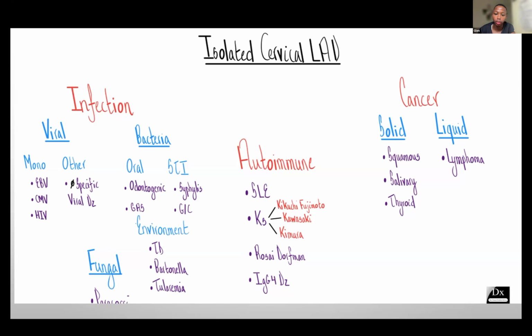Other autoimmune disorders, IgG4 disorders, and SLE can cause cervical lymphadenopathy. Cancer, you would divide them into solid or liquid cancers, entertaining things like squamous cell carcinoma and lymphomas. So that's how you would approach cervical lymphadenopathy.